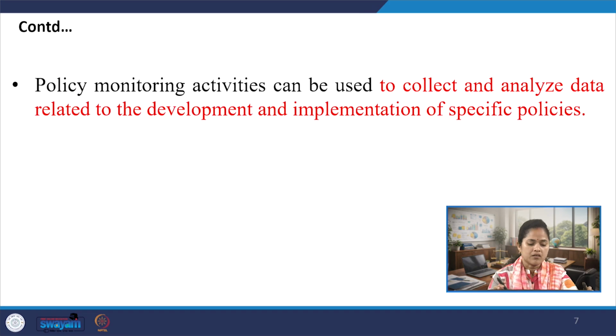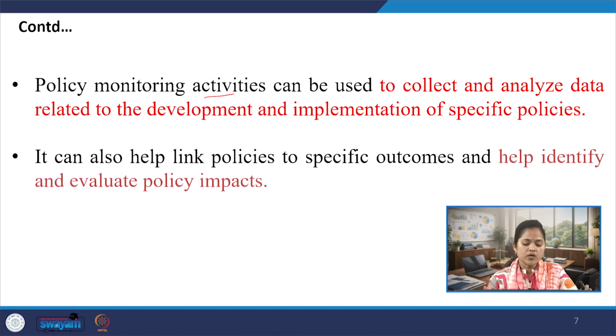If you look at policy monitoring activities, they can be used to collect and analyze data related to the policy development and implementation of specific policies. They can also help to link policy to specific outcomes, and when you are linking policies to specific outcomes, it also helps us to identify and evaluate the policy impacts. That is the reason policy monitoring is very essential.